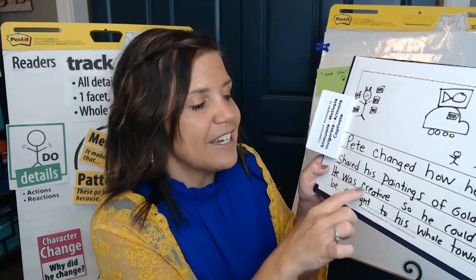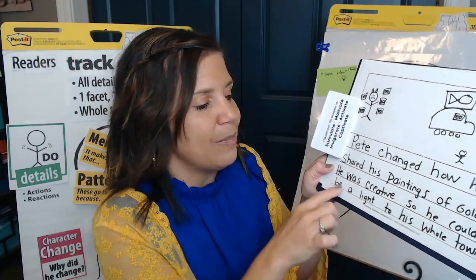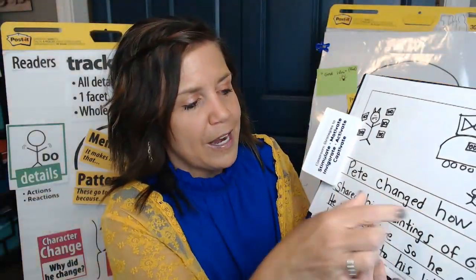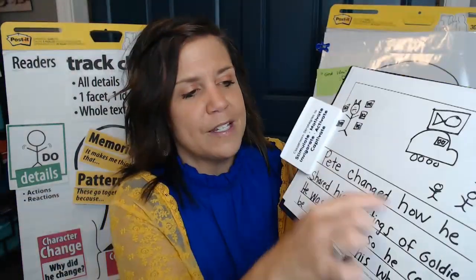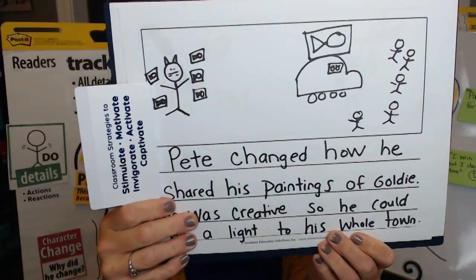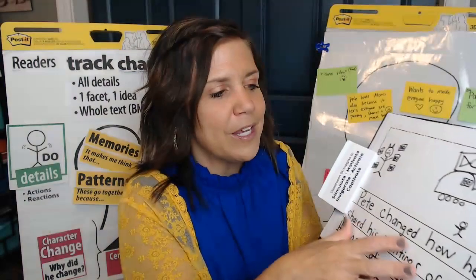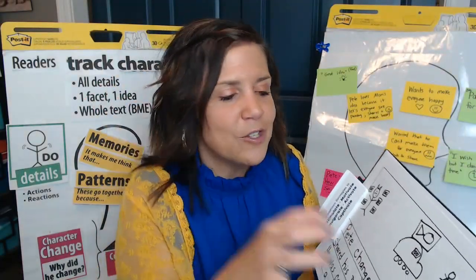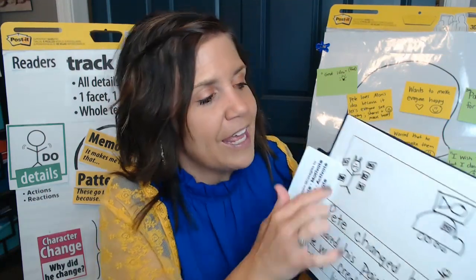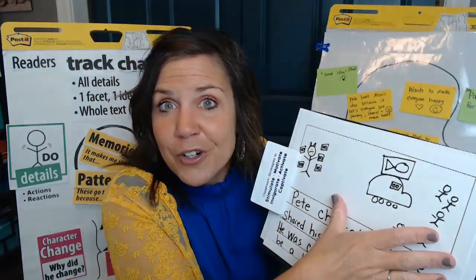And then the lesson: he was creative so that he could be a light to his whole town. So I wrote that in 2 sentences, a sentence about how he changed and a sentence about the lesson that he learns. And that's what we can do. That's the new thought. So sometimes readers want to write about what they've learned. And so you could either draw a picture like I did.